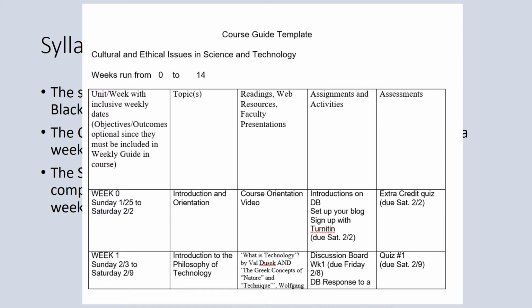In week 0, of course, there are special things to do like setting up the blog and signing up with Turnitin, which I'll talk about in a second. And the assessments, so how am I assessing this week? Usually there's a quiz, and there will be, of course, a midterm and papers later on. And of course the discussion board and the blogs are also weekly activities that I'll talk about. So the course guide template gives you a place where you can see what you need to do from the start of the week and figure out how you're going to make time to get everything done.